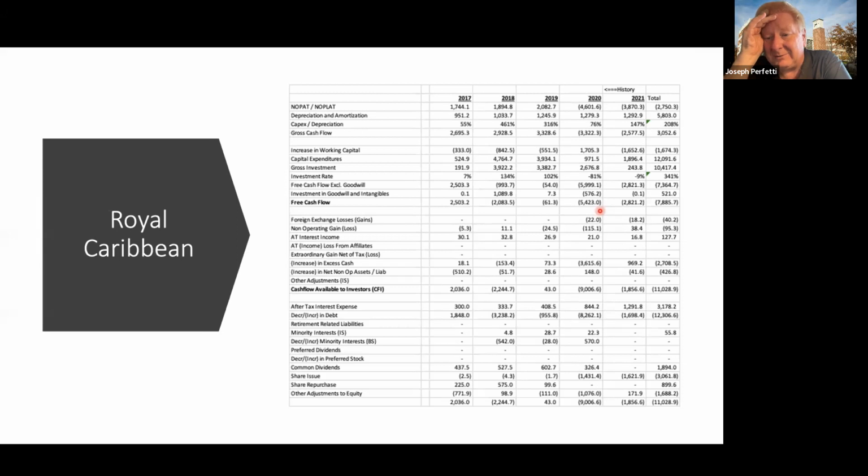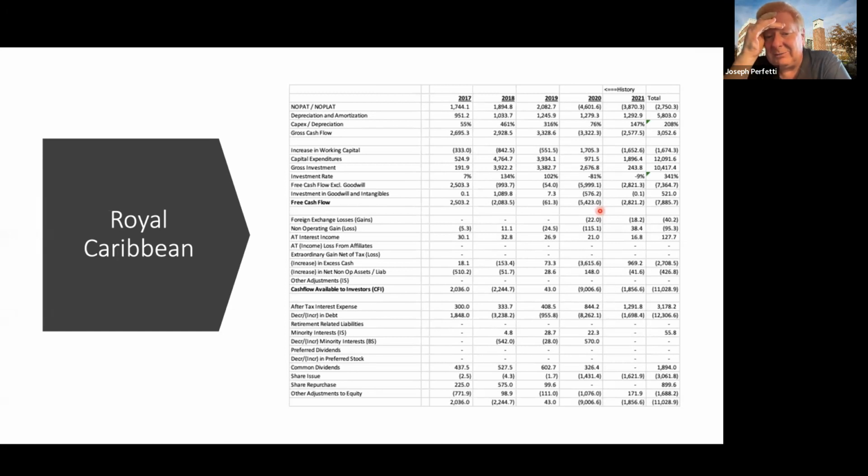Okay. The investment rates plummeted in 20 and 21 compared to the previous years. Again, time of COVID, they weren't spending nearly as much. They were still spending something. Now, how did they fund the negative $7.8 billion worth of free cash flow? Okay. Didn't make a lot of acquisitions, right?